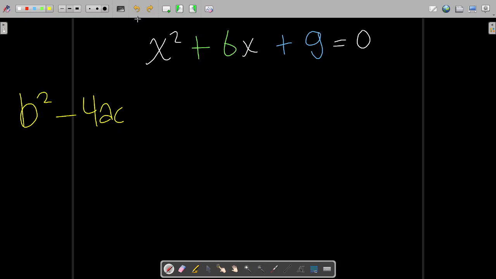So welcome back to more examples on how we use the discriminant. Right here we have another quadratic equation, x squared plus 6x plus 9 equals 0. Right here is the discriminant. Let's input it straight away.